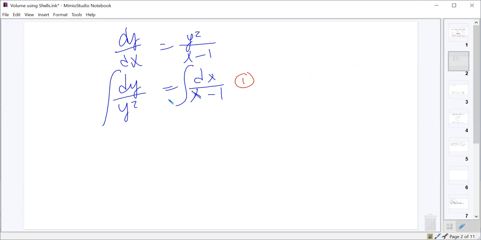The power rule. It's just y to the negative 2, right? You go up to y to the negative 1, divide by negative 1. We get negative 1 over y. And then to take the antiderivative of dx over x minus 1, you can just do a really easy u substitution, like u equals x minus 1. If u equals x minus 1, then du is just dx. So really this just becomes the integral of du over u, which is natural log absolute value of u.